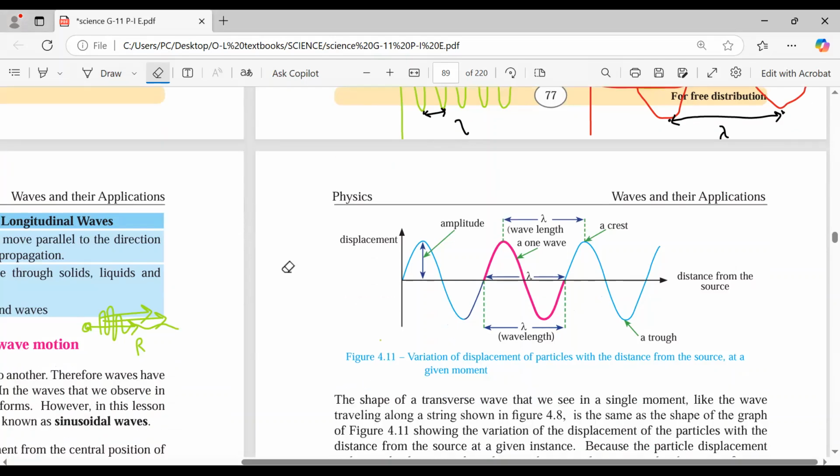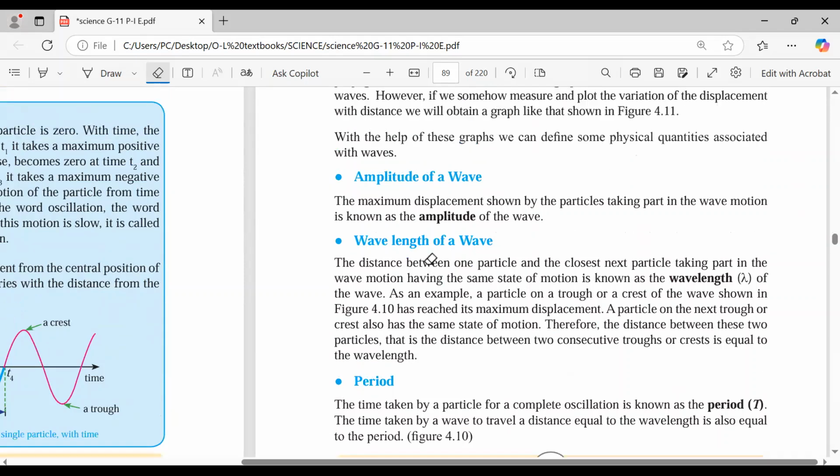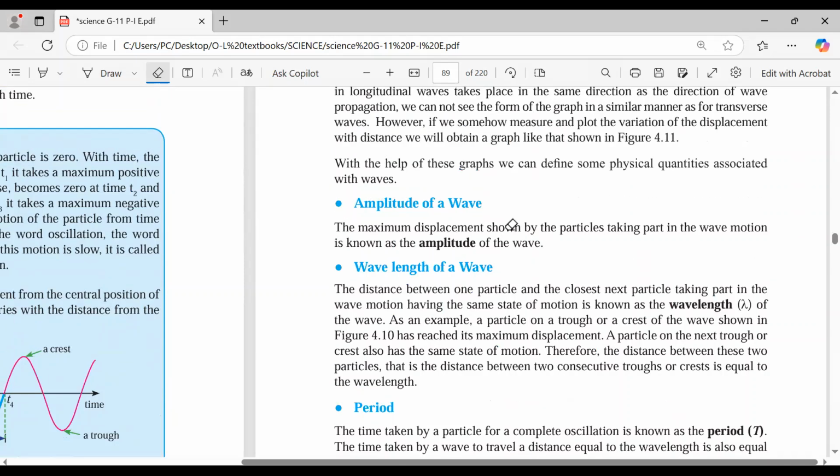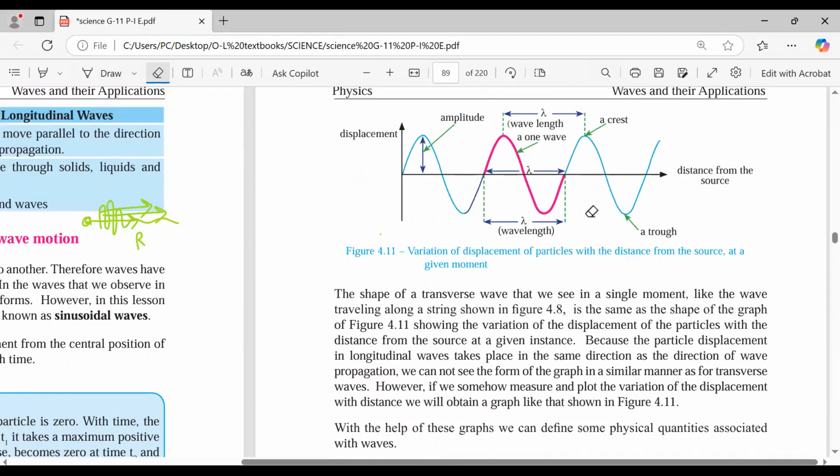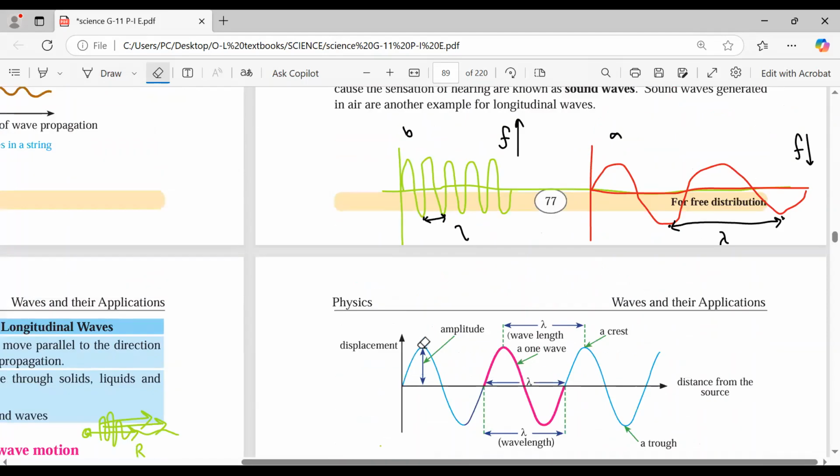What are the other terms that we have to know here? The trough, the crest, the wavelength, the amplitude. Look at the definition of amplitude and what is given. The maximum displacement shown by the particle taking place in the wave motion is known as the amplitude. Amplitude is the maximum displacement shown by the particle. Yes, over here, the maximum distance. This is what we call the amplitude.